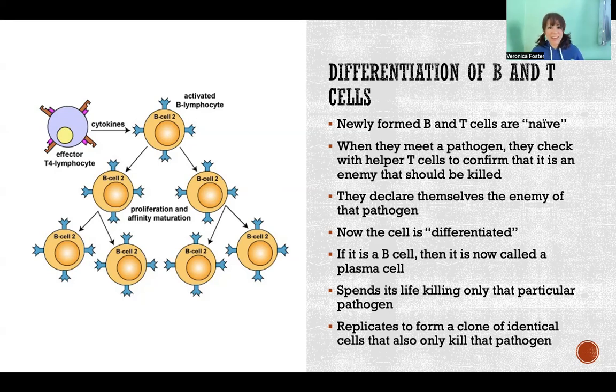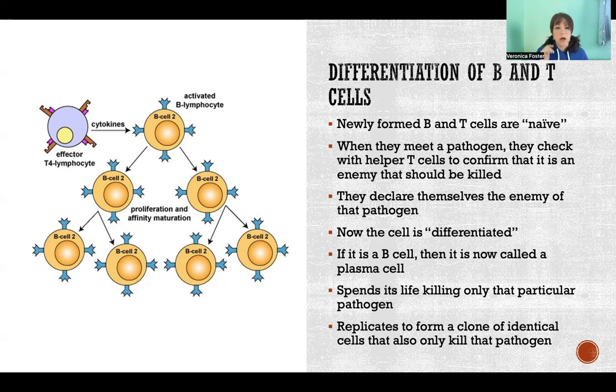So we've got these naive cells that are traveling through the body and the blood and the lymph. And one day they're going to encounter a pathogen. So that pathogen, it could be like a flu virus, a COVID virus, a bacteria, whatever it is. They're going to meet a pathogen. And when they do, they're going to bring back a piece of it to the helper T cells and get confirmation of whether they should destroy more of these or not.